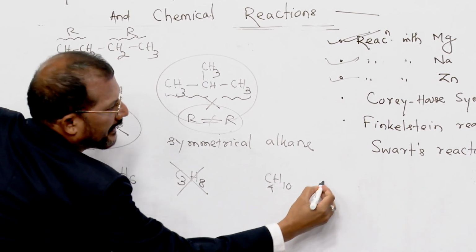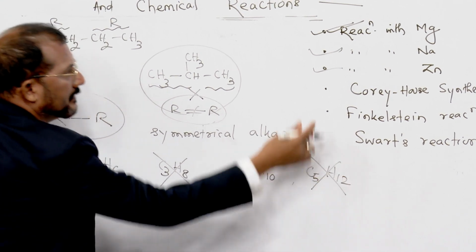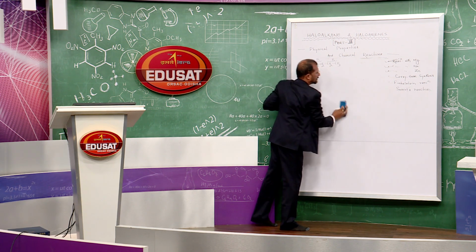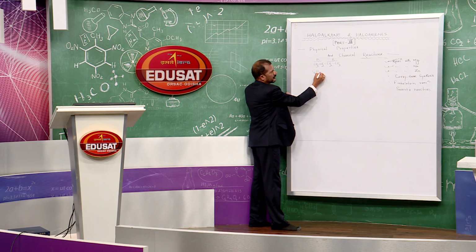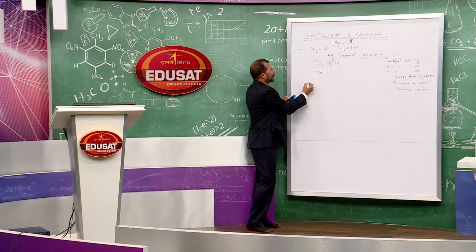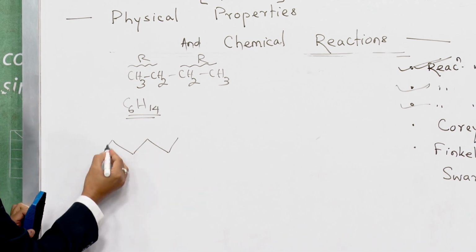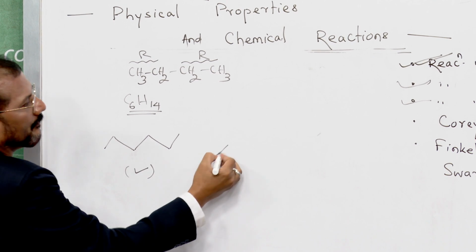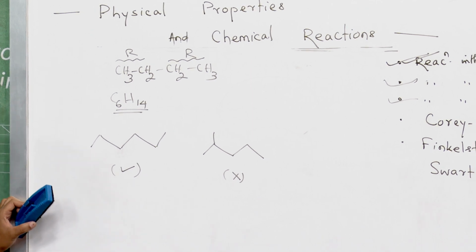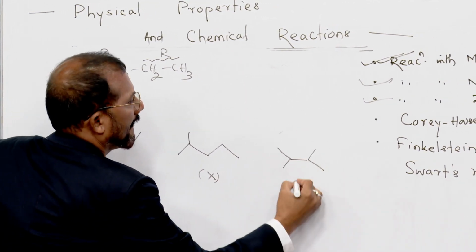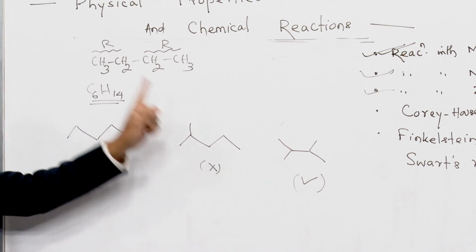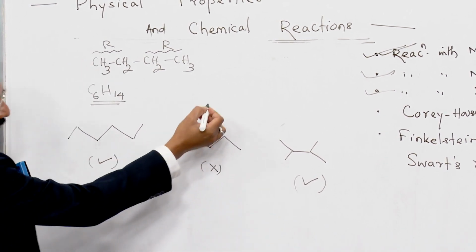Similarly, we cannot prepare pentane, C5H12. We cannot prepare this by Wurtz reaction. We can prepare hexane, but not all hexanes. We can prepare hexane, C6H14. Previously, you have been taught what bond line notation is. We can prepare this hexane, 1, 2, 3, 4, 5, 6. This hexane can be prepared, but this hexane cannot be prepared. This hexane can be prepared. This hexane cannot be prepared, because this is not a symmetrical hexane through any bond.